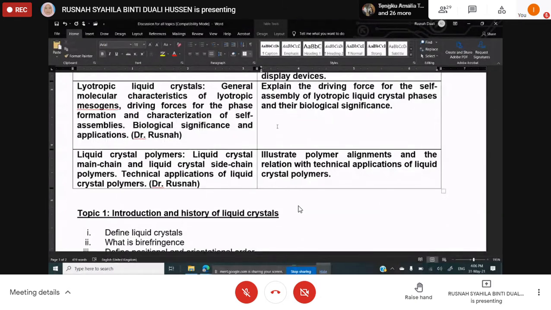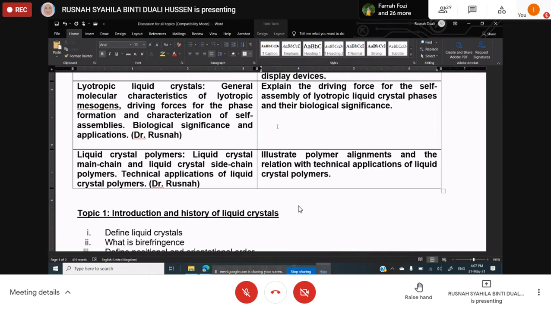Liquid crystal main chain and liquid crystal side chain polymers. If you read the articles that I provided last week, that is actually more recent trend and development in polymer liquid crystal. As you can see, there are more classifications, but at the end, when you look carefully, the main part is only the main chain and side chain polymer. And then there is related technical application for the polymer liquid crystal.